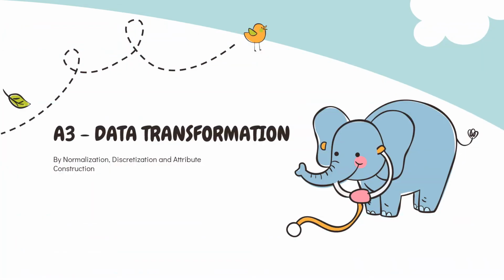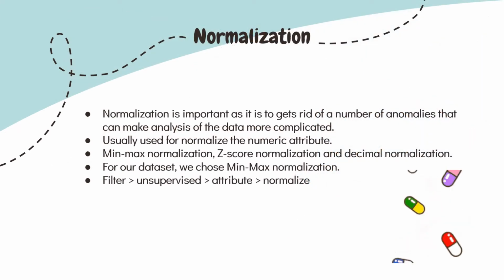Data transformation involves normalization, discretization, and attribute construction. Normalized datasets are important as they get rid of a number of anomalies that can make analysis of data more complicated. The normalization filter is usually used to normalize numeric attributes. Min-max normalization is a common way to normalize data where the filter sets the min value to 0 and the max value to 1. Every value will transform to a decimal value between 0 and 1. This filter guarantees all the features have the exact same scale.